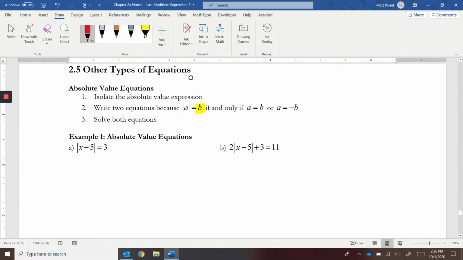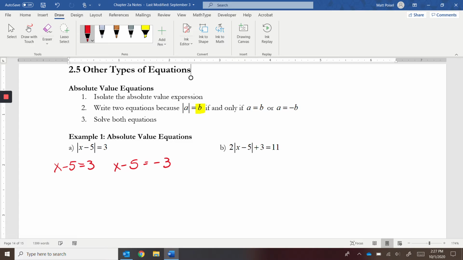Now, the reason this works, the reason we solve two, is that absolute value basically just takes a value and returns the positive value. So for this first example, I know my answer is 3, but I don't necessarily know if the stuff inside the absolute value equals positive 3 or negative 3. So we're just going to assume that it can be either one. Here's my first equation.